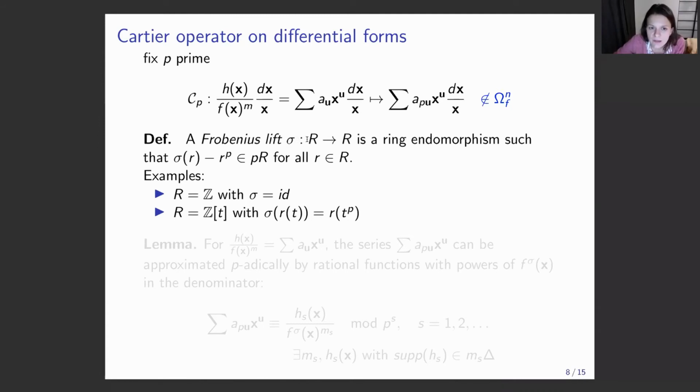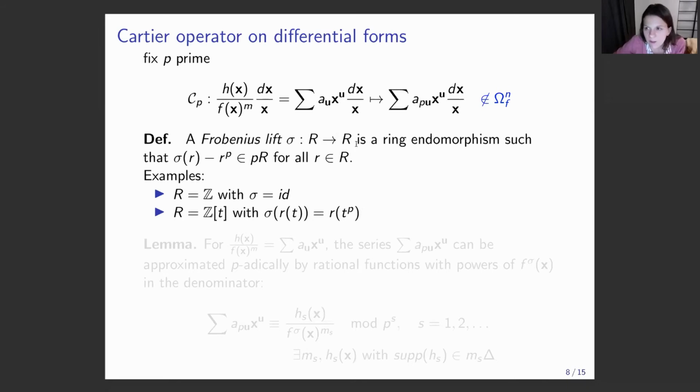A Frobenius lift is a ring endomorphism sigma such that sigma of r minus r to the p is divisible by p for all elements r in our ring. For example, when the ring is Z, the identity can work as a Frobenius lift due to Fermat's little theorem. On the ring of polynomials, the substitution of t into t to the p works as a Frobenius lift, but there are other Frobenius lifts which can be used.